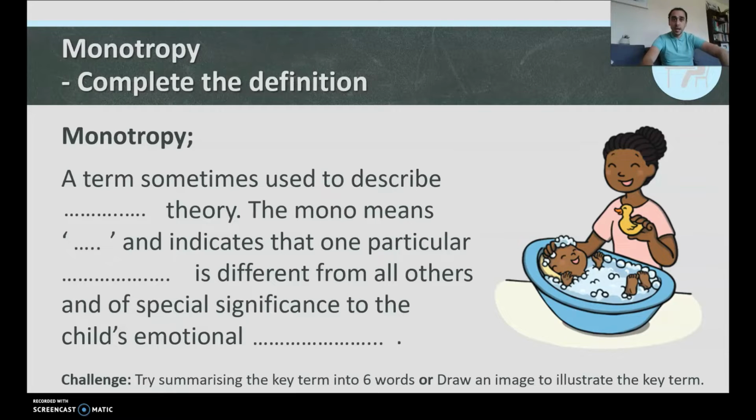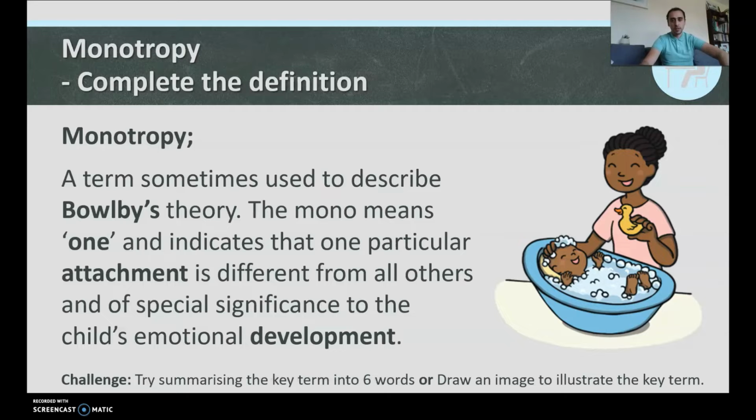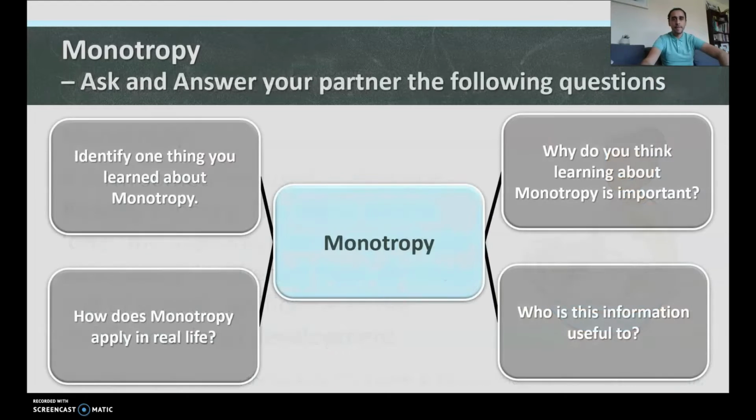Monotropy is a term sometimes used to describe whose theory? Bowlby's theory. What does mono mean? One, and indicates that one particular attachment is different from all others and of special significance to the child's emotional development. Okay? That is monotropy. That's the first key term we're going to learn today.